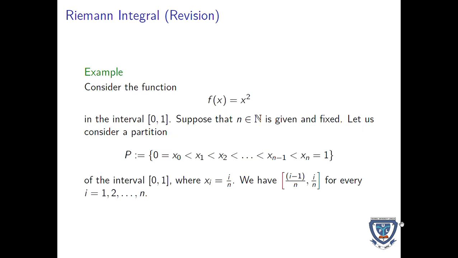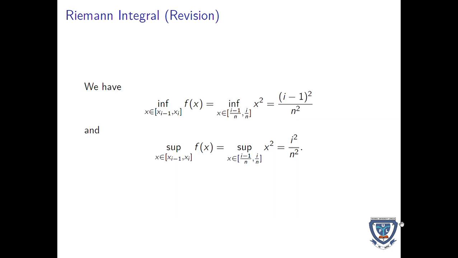Let's take a very simple example. Consider the function f(x) equal to x squared on the interval [0, 1]. Suppose that n is given and fixed. Let us consider the partition of the interval [0, 1], and that partition is [(i-1)/n, i/n], for every i running from 1 to n. Now, what would the infimum of f(x) be? The infimum of f(x) would be (i-1) squared over n squared, while the supremum of f(x) will be i squared over n squared.